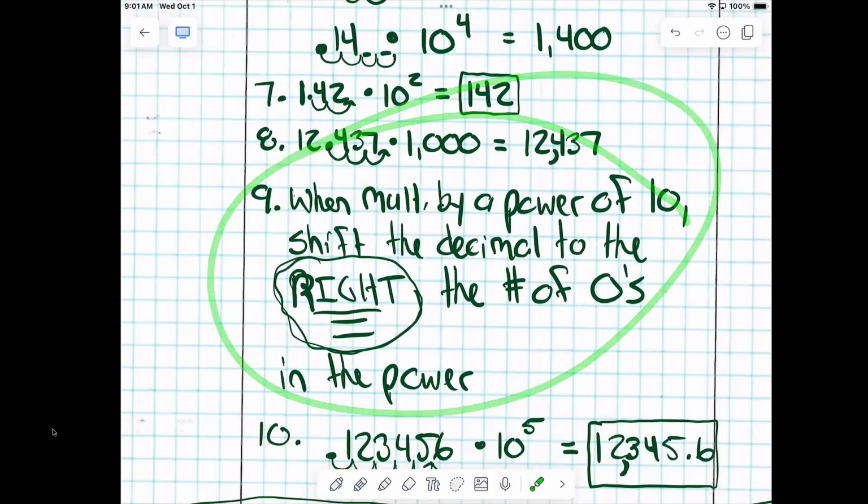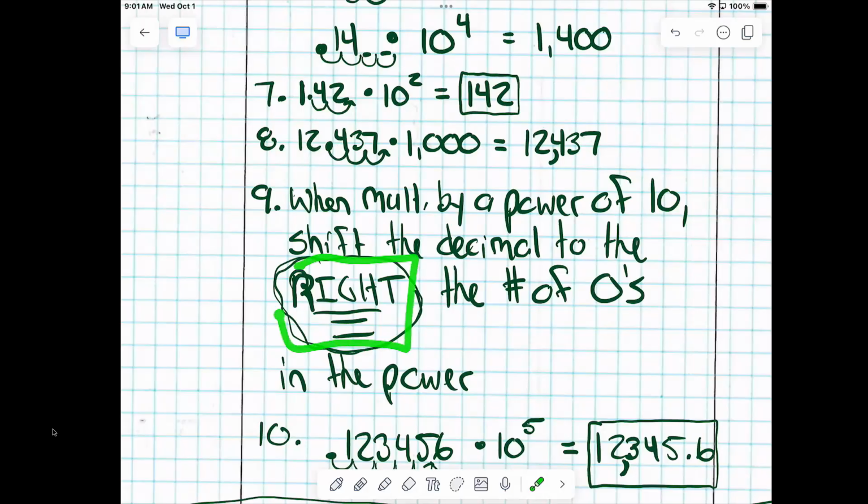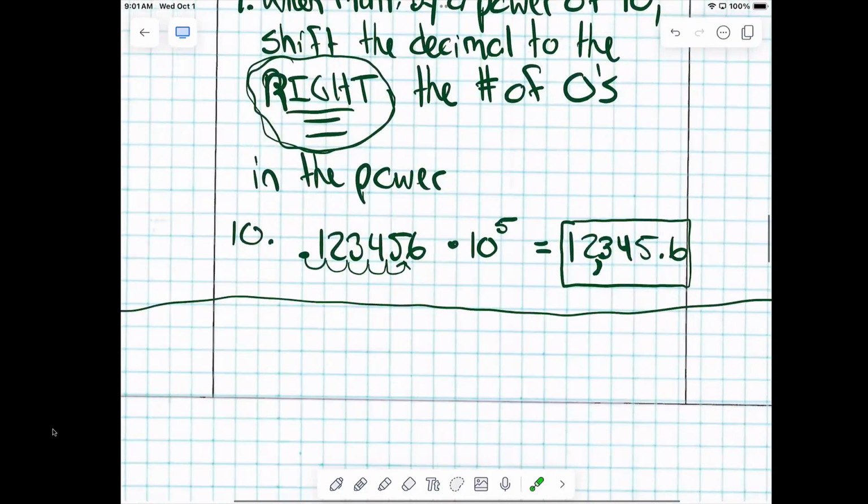All right, so I have a question. When you're multiplying by a power of 10, you shift the decimal to which direction? Right. Is it always to the right? Yes. Always to the right. Beautiful. So if I have 10 to the power of 5, how many bunny hops am I doing? 5. Which direction?